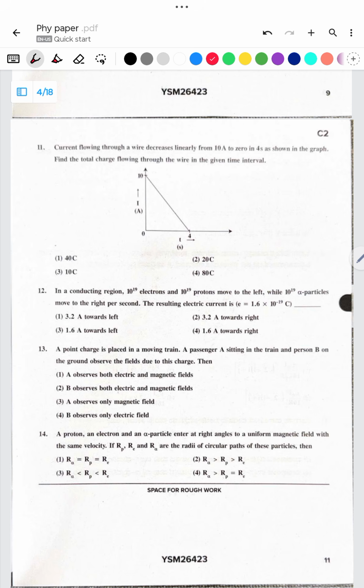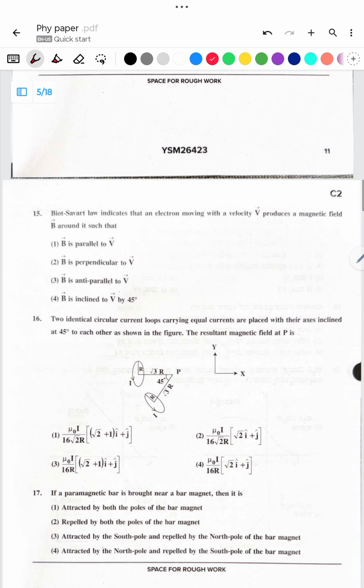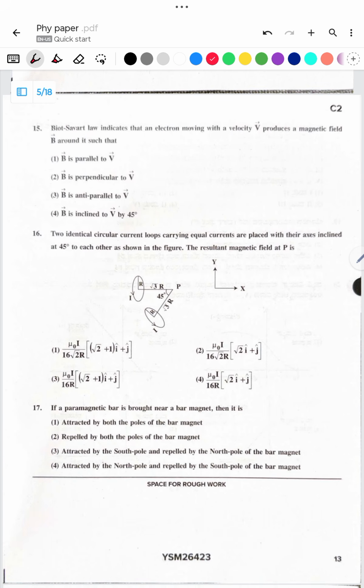Next, 11th question, option is 2. For 12th one, option is 2. For 13th, option is 2. For 14th, option is 2. Next, coming up to the 15th, Biot law. So 15th one, option is same as 2. And for 16th one, option is 1. For 17th one, option is 1.